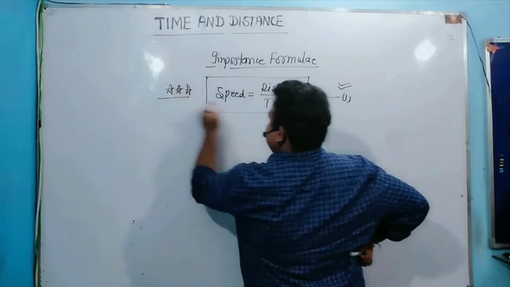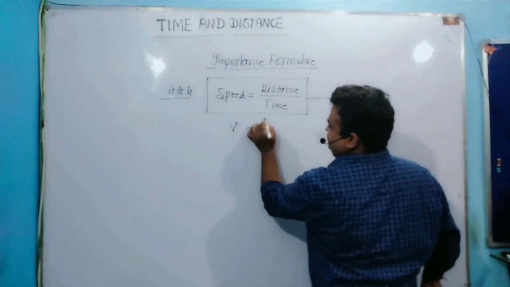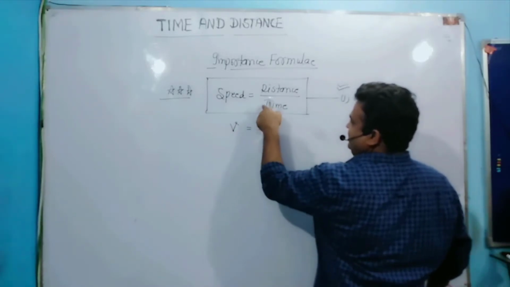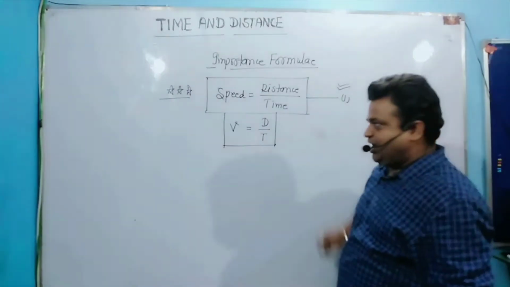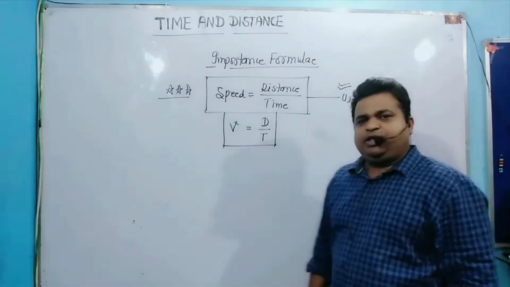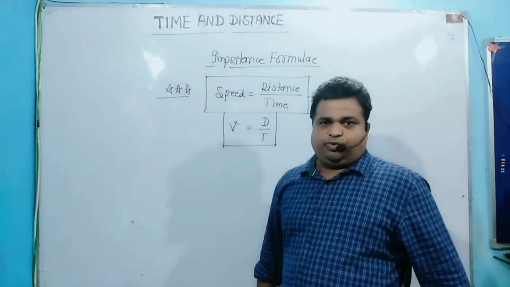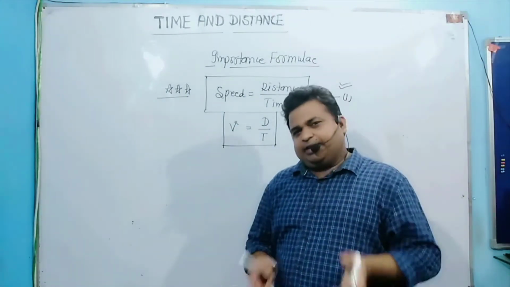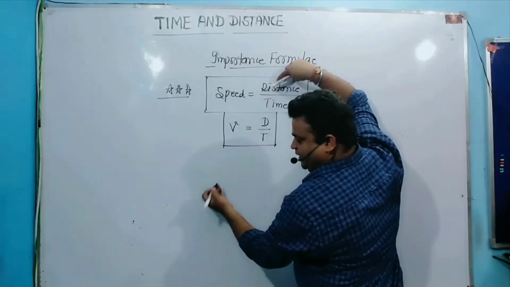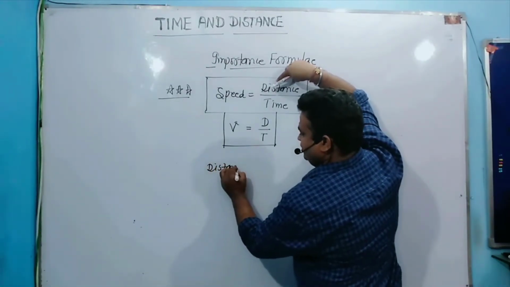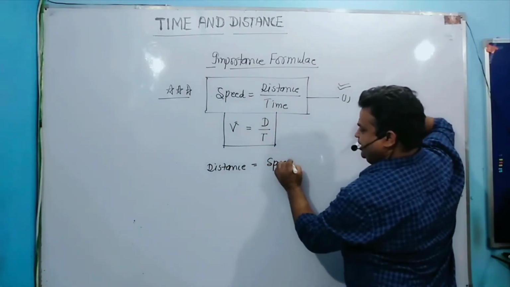How do you calculate speed? Speed is equal to distance upon time. I can denote distance as x and time as t. So my velocity or speed is equal to distance upon time. Now from this equation number 1, we can regenerate another equation. If in any question you want to calculate the distance only, then what is your formula? My distance is equal to, cross multiply, you will get speed into time.